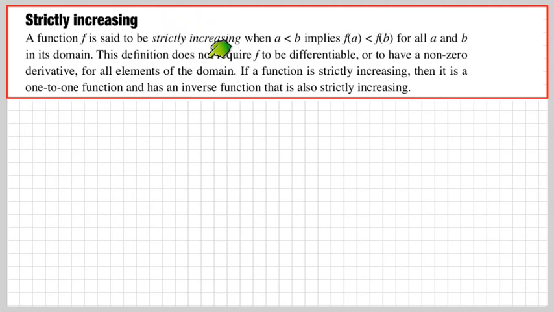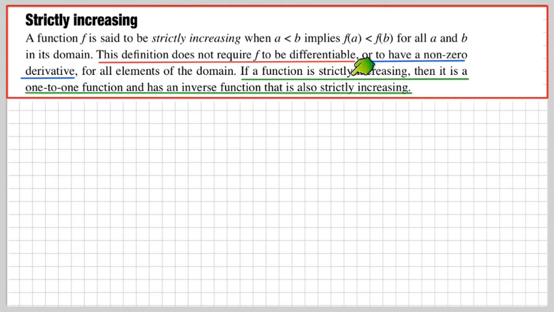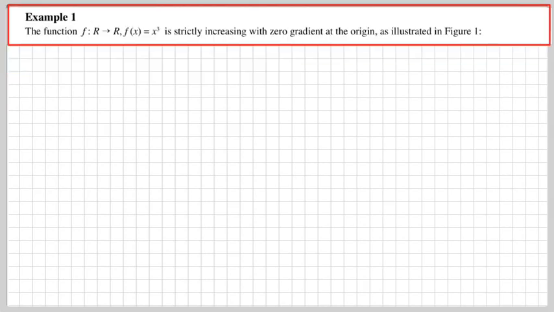So this definition does not require f to be differentiable. Well, that makes sense, kind of. Or to have a non-zero derivative. So it can have a zero derivative. That bit's confusing to me, for all elements in the domain. If a function is strictly increasing, then it is a one-to-one function. Okay, I'll buy that. It has an inverse function which is also strictly increasing. Well, I'd have to look at a graph to work that out. That's probably right. Now, yes, it does not have to be differentiable. Well, we got that. But this bit here, or to have a non-zero derivative, that's pretty interesting. And if it's a strictly increasing function, then it is one-to-one and has an inverse which is also strictly increasing, would be one-to-one as well.